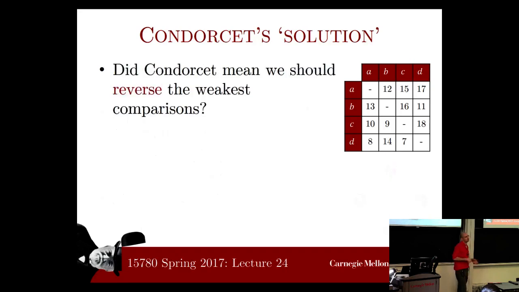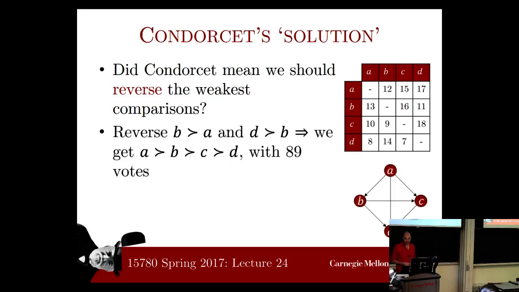Okay, so here's another interpretation of what Condorcet said. Maybe it meant that we need to reverse the weakest comparisons instead of deleting them. So let's try that. To get rid of the cycles, we start by reversing the edge between B and A. We still have a cycle. Then we reverse the edge between B and D, and we end up with this graph. This graph is actually good in the sense that it does induce a ranking. We get A beats everybody, then B beats C and D, C beats D, and D loses to everybody. So the induced ranking is A, B, C, D. So at least it's not ambiguous which ranking this tournament corresponds to.